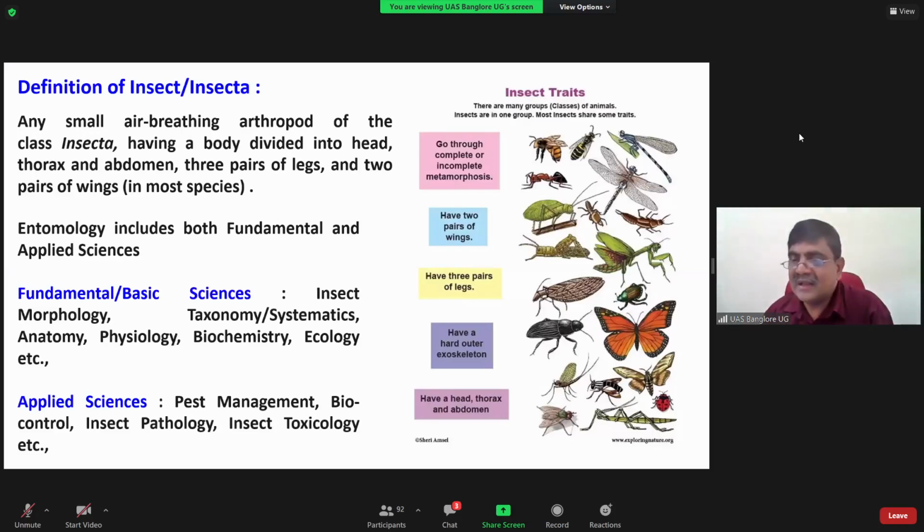And in the coming courses, we will have another 3 courses of entomology. These other 3 courses come under applied sciences. Under applied sciences, you have pest management, biological control, insect pathology, insect toxicology, etc. So entomology can be studied under fundamental sciences as well as applied sciences. So this is the definition of entomology and the different branches of entomology.